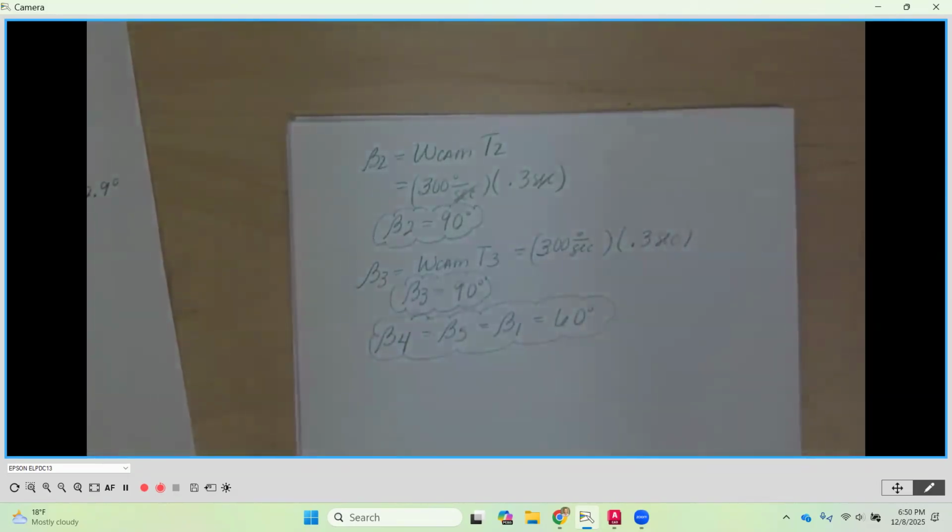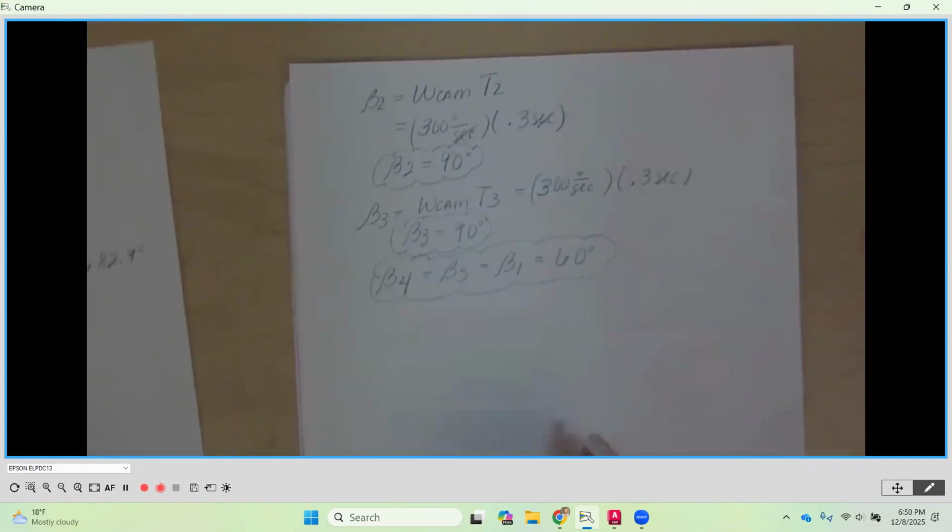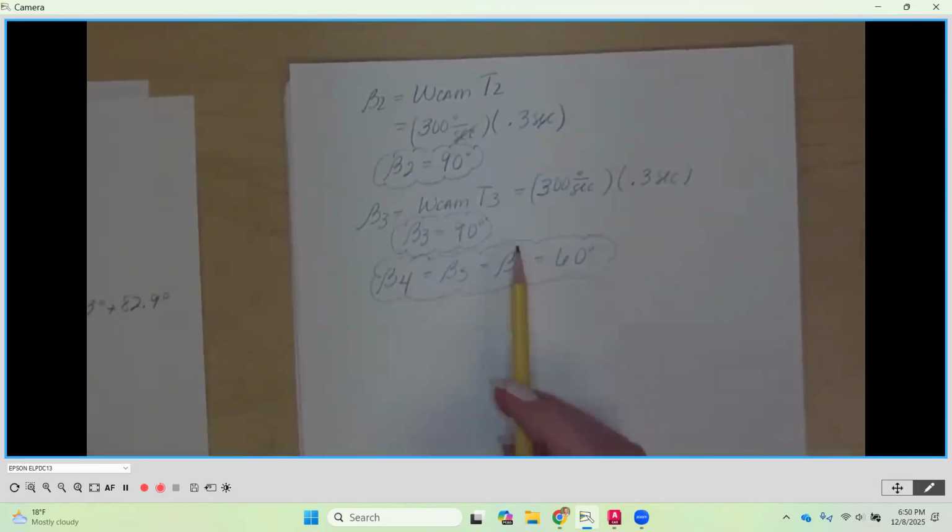Since beta 4 and 5 are equal to the same amount of time as time 1, they're all equal to 60 degrees. And beta 2 and 3 are both 90 degrees, because they're the same time. So you should get betas 1, 4, and 5 at 60 degrees, and 2 and 3 at 90 degrees, correct?